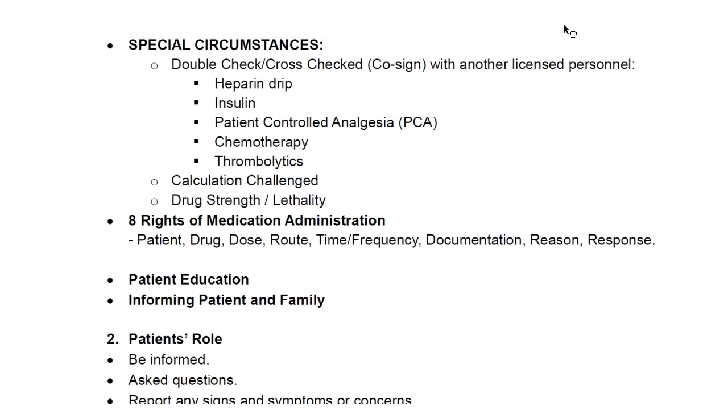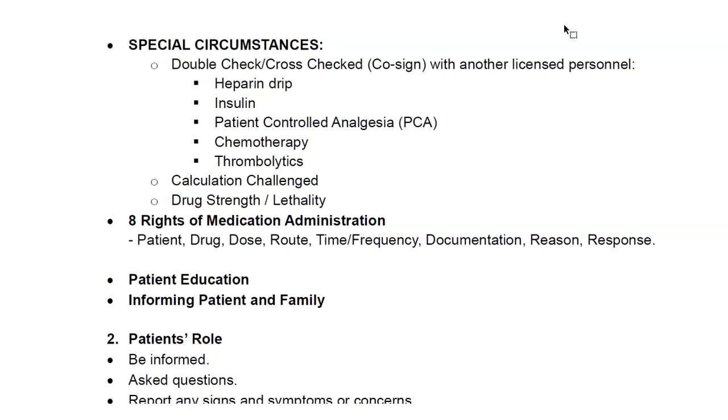In addition to that, whenever you're having a hard time calculating a medication, definitely ask somebody to double check it with you. And some other times, if the drug strength is such that even a slight change in the dose can cause severe toxic side effects, or can be lethal or cause death, then you may want to double check it with another licensed personnel.